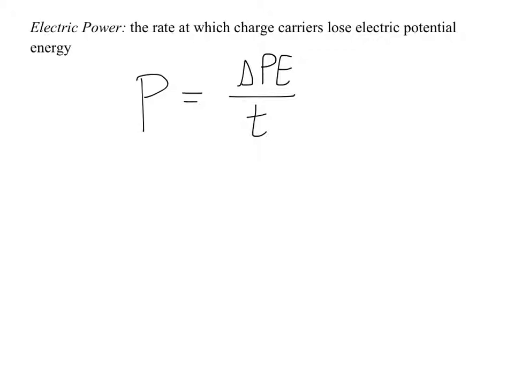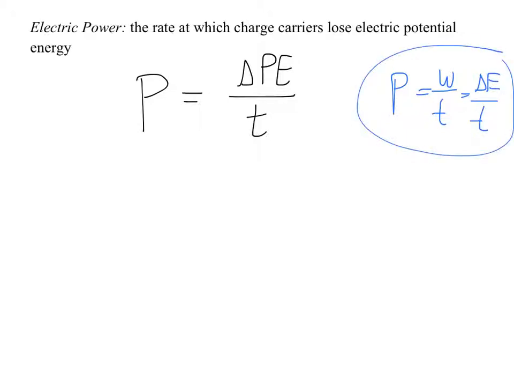So this would be the formula for electric power. Now, it's not a formula that we're going to use because it doesn't involve voltage and resistance and all those electrical components. But this is what electrical power really is. If you recall from earlier in the year, mechanical power was work over time, or the change in energy over time. It's the same thing, but now we're specifically looking at the change in potential energy of those charge carriers.